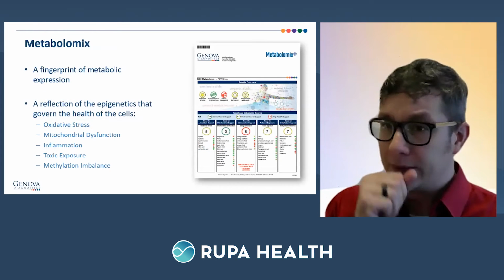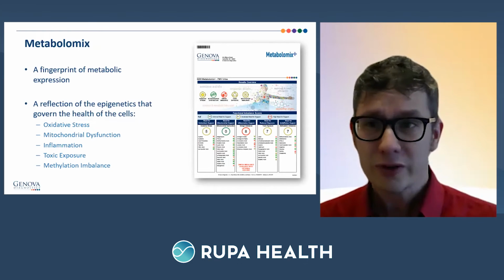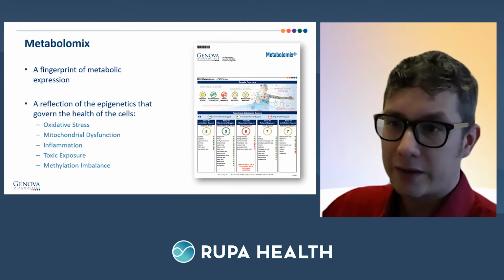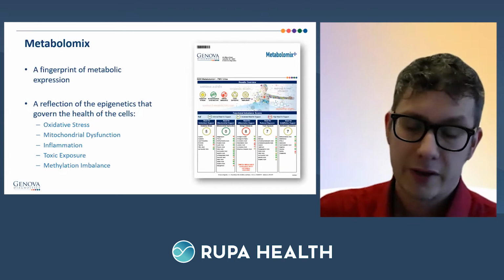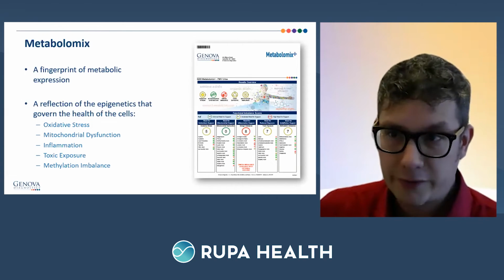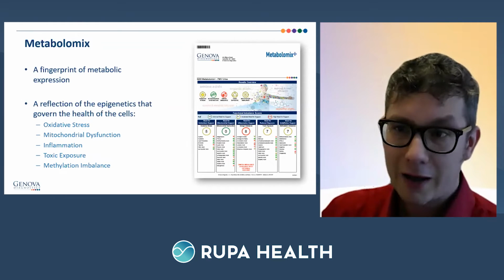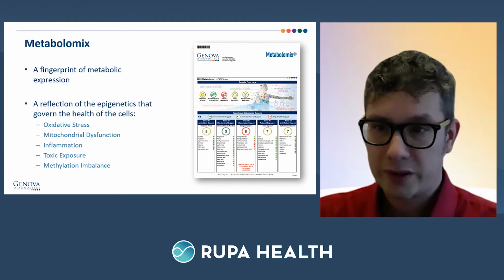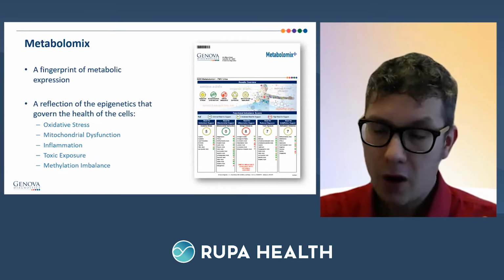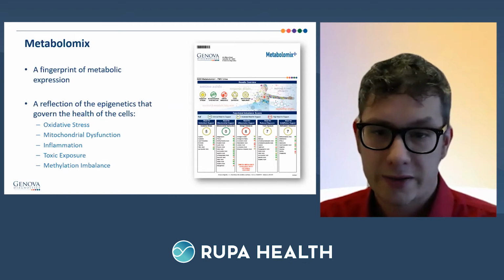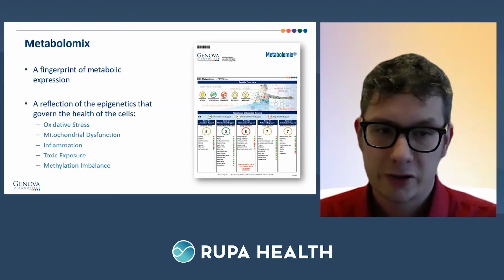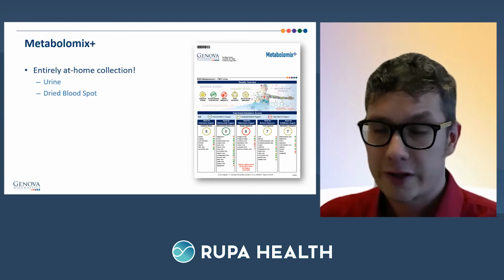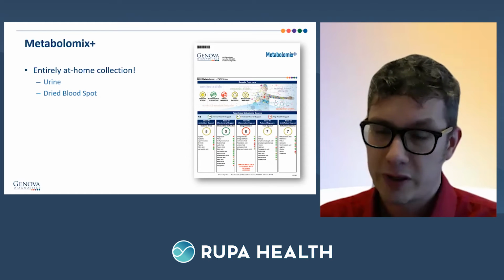So that's really kind of the test and how I tend to think of how things shift in the context of various diets, lifestyles, and mitochondrial dysfunction. So high level, the metabolomics is basically a fingerprint of the metabolism, and it tells us all this incredible information about stress, mitochondrial dysfunction, inflammation, and you can do it at home. It's a urine test and a dried blood spot, so super easy as well.